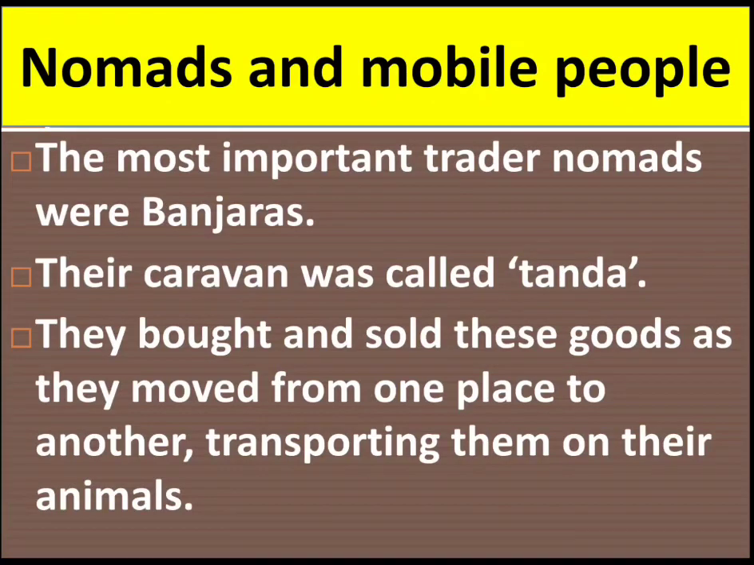So the most important trader nomads were Banjaras. Their caravan was called Tand. They brought and sold these goods as they moved from one place to another and transported them on their animals. As their name is Banjara, this term is quite clear that they used to move from one place to another so that they could buy and sell goods, and for transportation they used their animals.